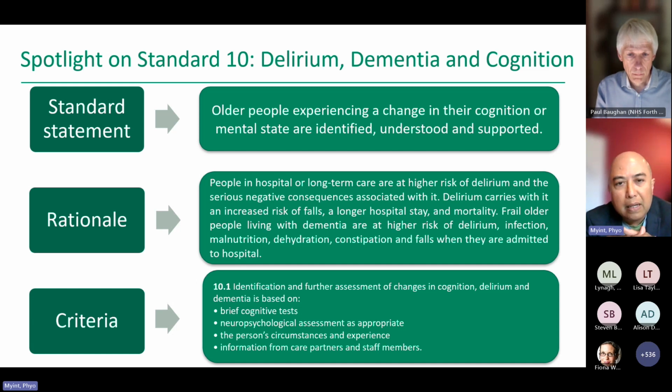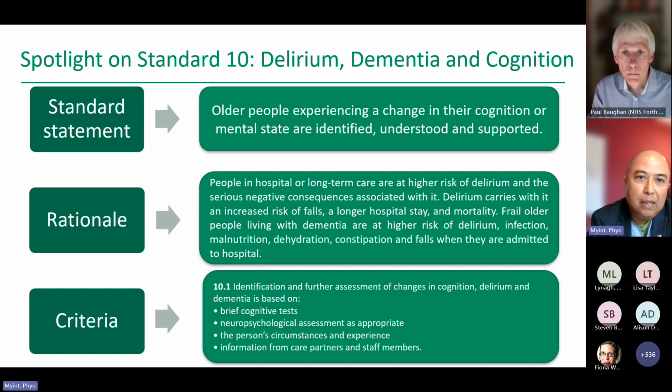This assessment could be at different levels, because in the community it may be just worrying about something, which will be reflected to the appropriate health and social care services. So depending on the situation, the assessment or identification may be slightly different, but the whole purpose is having an assessment as good as possible and making an appropriate referral. It may include things like cognition tests or more complex neuropsychological batteries, and they should happen with information from care partners and staff members, as well as the person's circumstances and experiences.